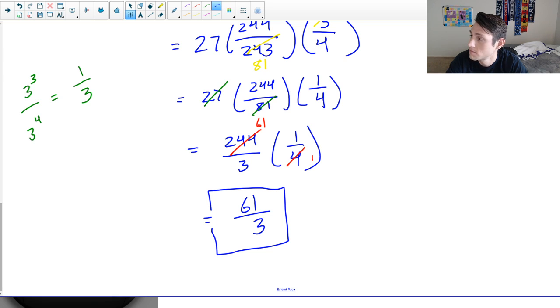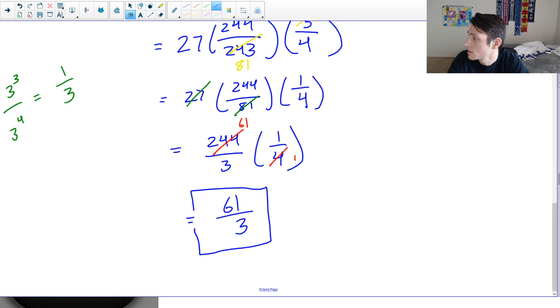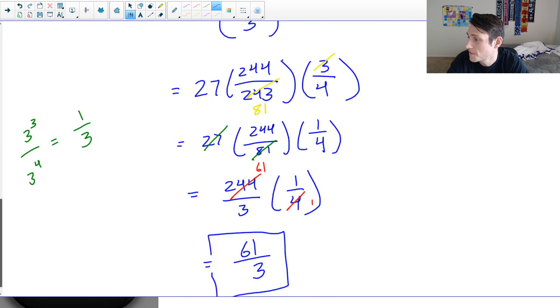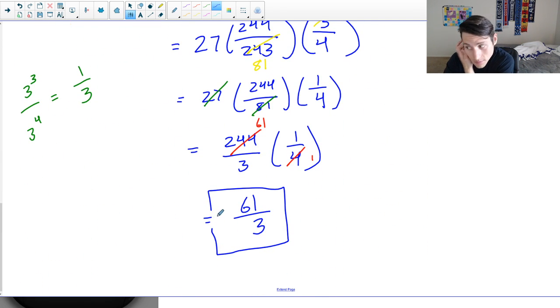This is the, what did we say it was? The 5th? Yes, this is the 5th partial sum. So if I add up the first 5 terms of this sequence, we get 61/3.